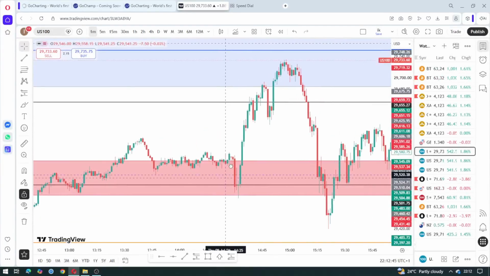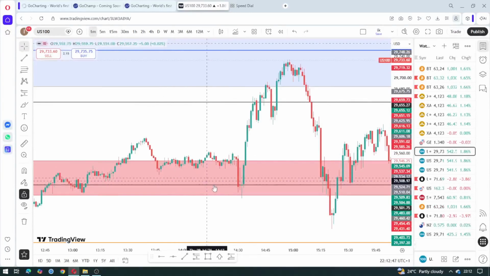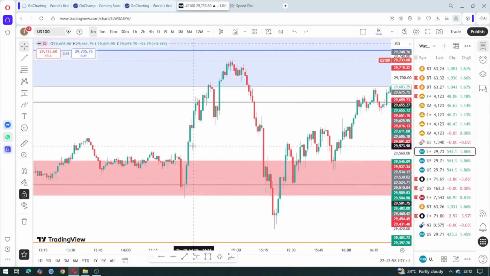See, when it came back after breaking above this zone, of course I was not available. I went for worship, for meeting, for Thursday meetings. All right. So when I came back, I saw this.